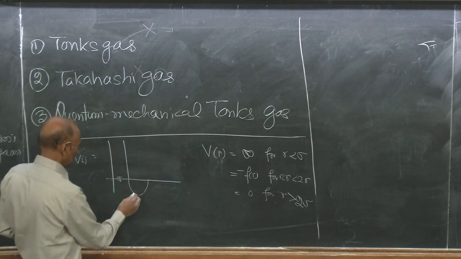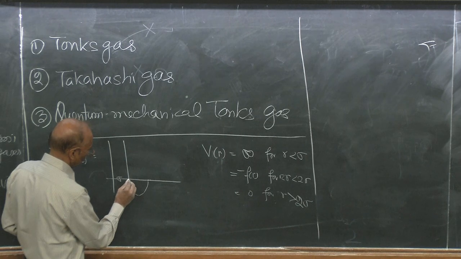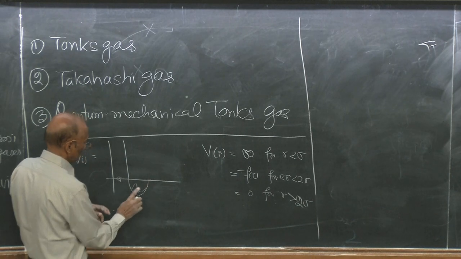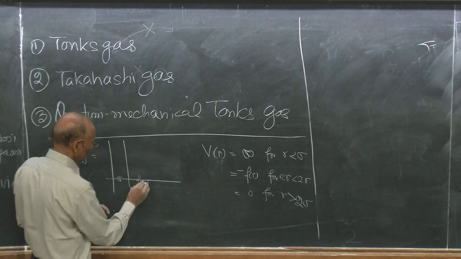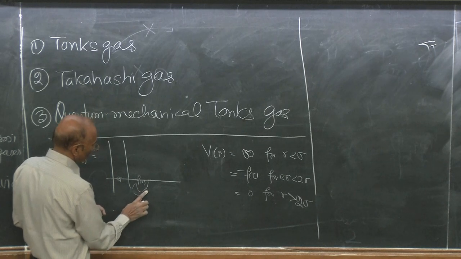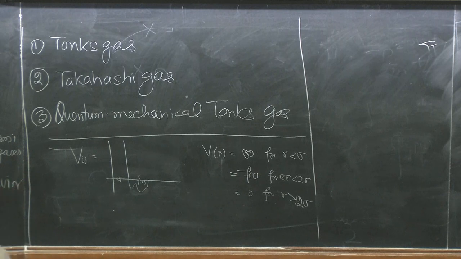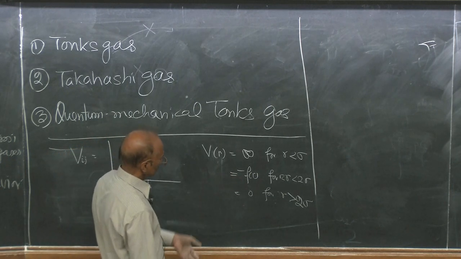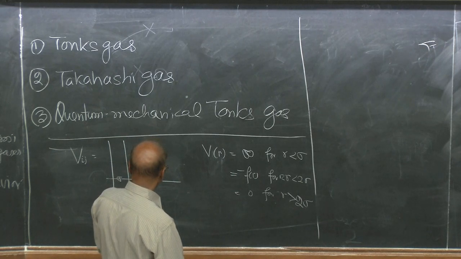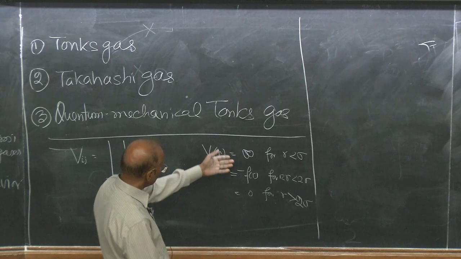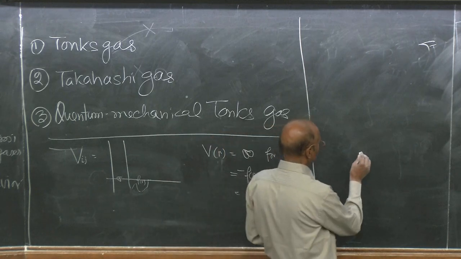So this function here can be any shape. You can take this one or this one. It's just a function f of r. And for arbitrary f of r, we will try to get the exact solution to this problem. Okay? Okay. So what is the point of this? Suppose you have hard particles.